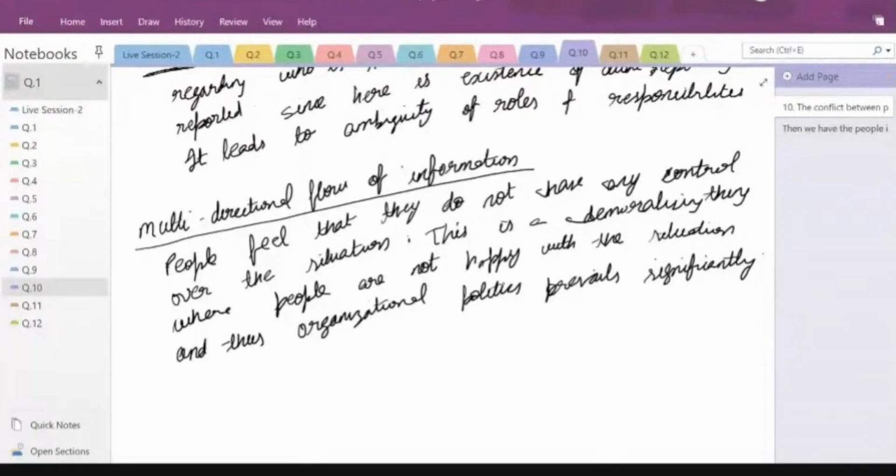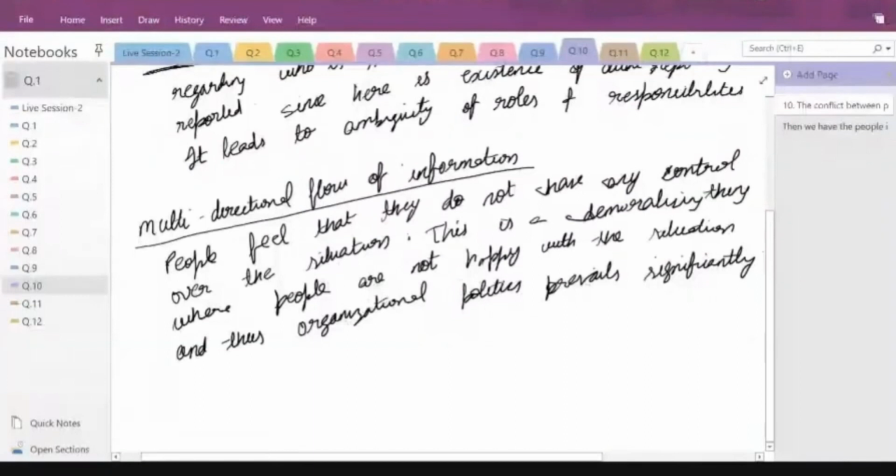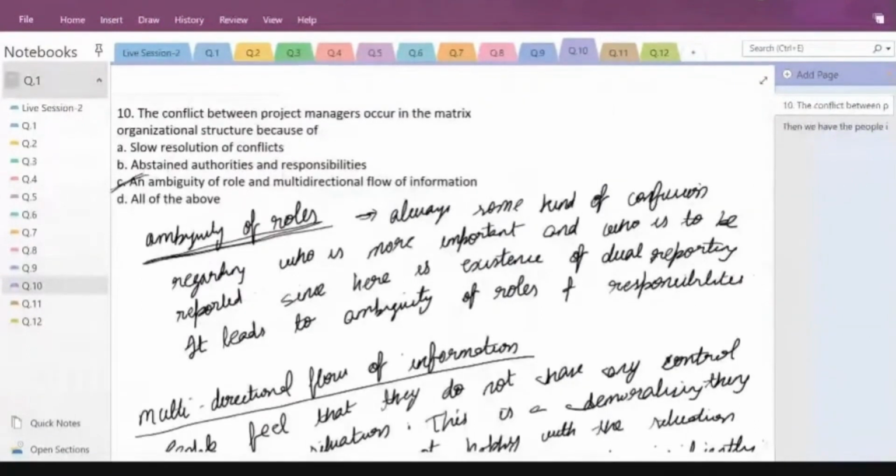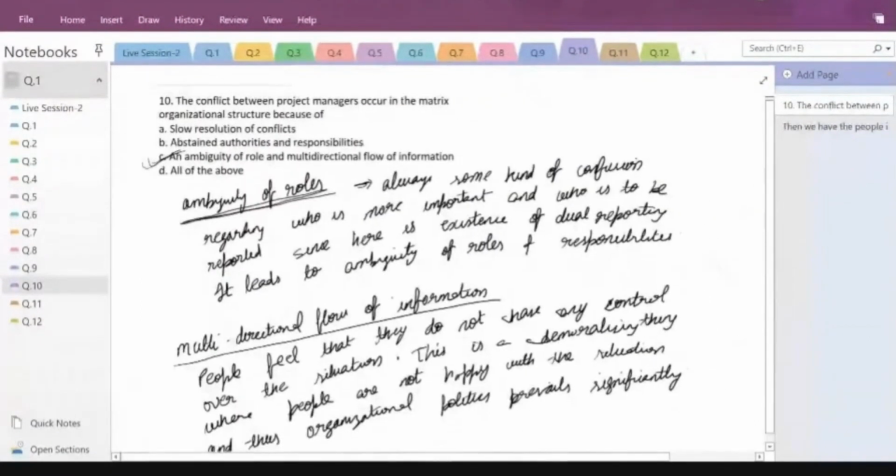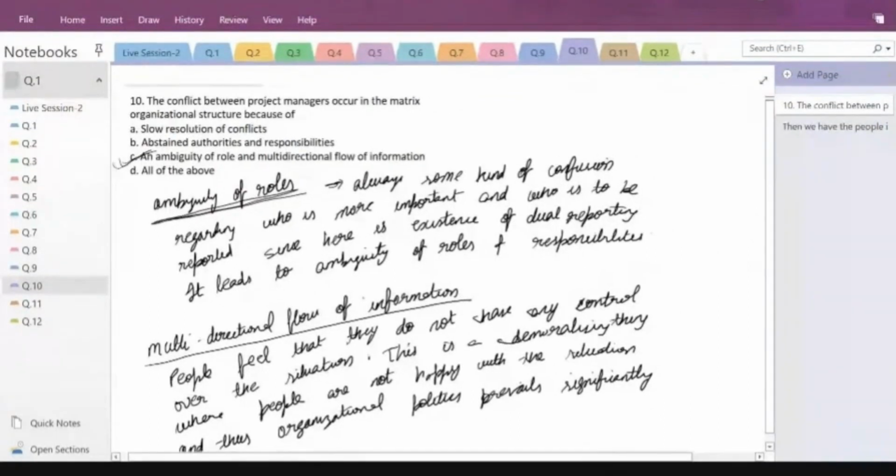I hope this is very clear. So that is why, in matrix organization structure, as we know from the previous question, there is a faster resolution of conflicts and all have authorities and responsibilities, like several project managers. Only this is the disadvantage. Let's move on to the next question.